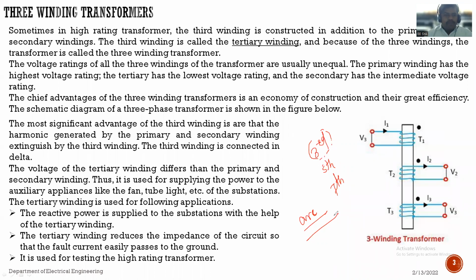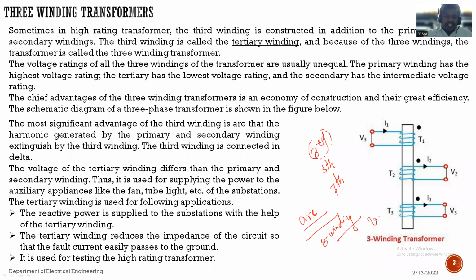Okay, so see, this voltage, the tertiary winding voltage, can be used for supplying the power to the auxiliary appliances like fan, tube lights, etc. of the substation. Okay, suppose in the substation we have used a 3 winding transformer, सबस्टेशन मध्ये आपण जो काय एक 3 वाइंडिंग ट्रान्सफॉर्मर कन्स्ट्रक्ट केलेला आहे.